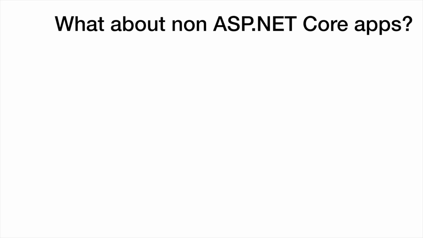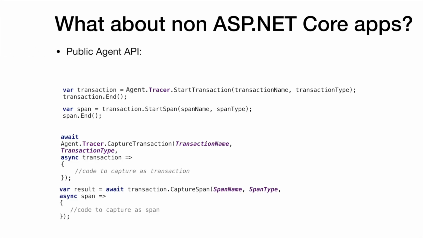Alright, now what happens if you don't use ASP.NET Core, or there is some kind of framework which you want to monitor, but we don't support it out of the box, which, let's be honest, in this very early stage of the .NET APM agent isn't a very unrealistic setup. So in this case, you can use the public agent API. In this slide, you see the most important methods of the API.